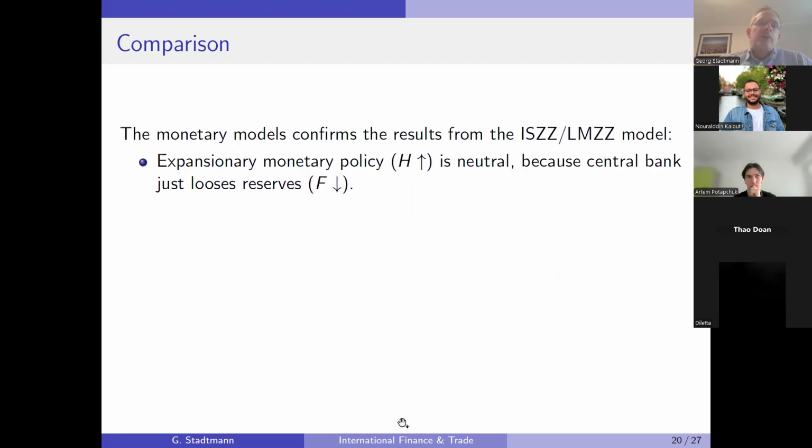Let's conclude for the first time. So the monetary model confirms the results which we have seen last week. The monetary model confirms the results which stem from the IS-LM model. So an expansionary monetary policy is neutral because the central bank is just losing reserves. The domestic component increases, but the foreign component of money supply decreases.